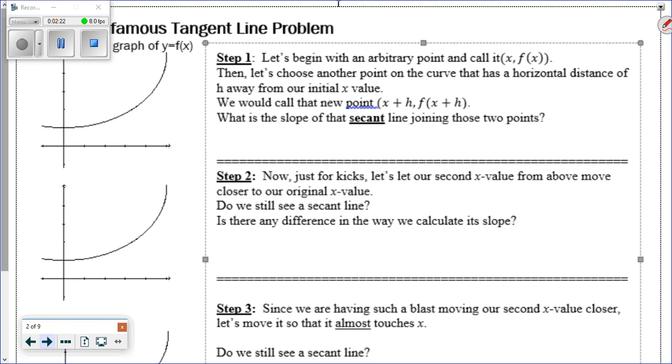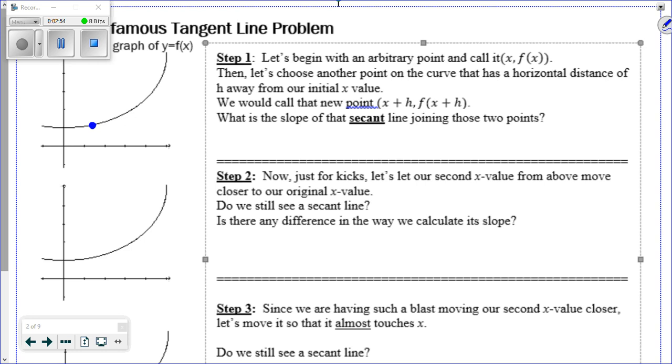All right, so this is going to be a quick recap of what we did in class today in our exploration. So remember that the concept of the derivative came about when mathematicians were trying to solve what is called the infamous tangent line problem. And so the idea is if we are given a graph of a function, and we're just calling it f of x, and let's say we pick a point on the graph of f of x.